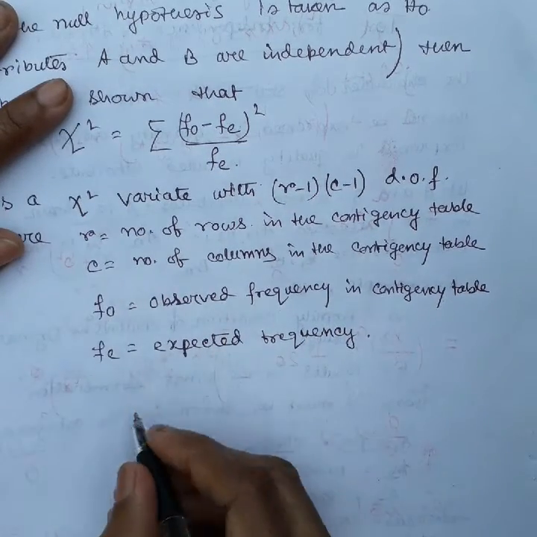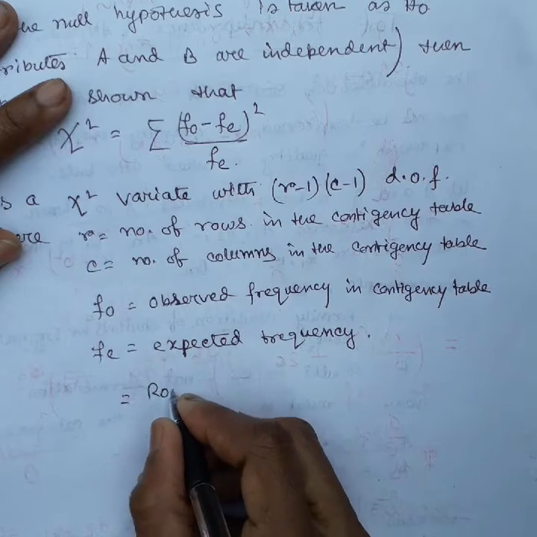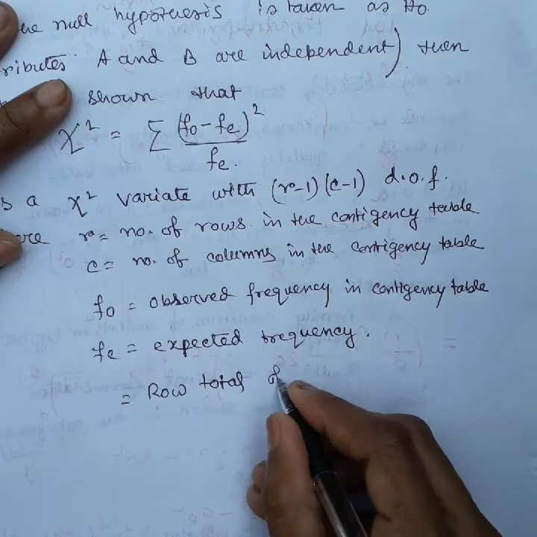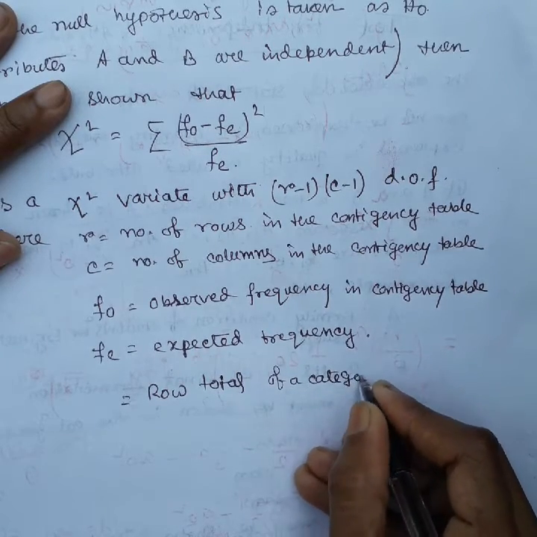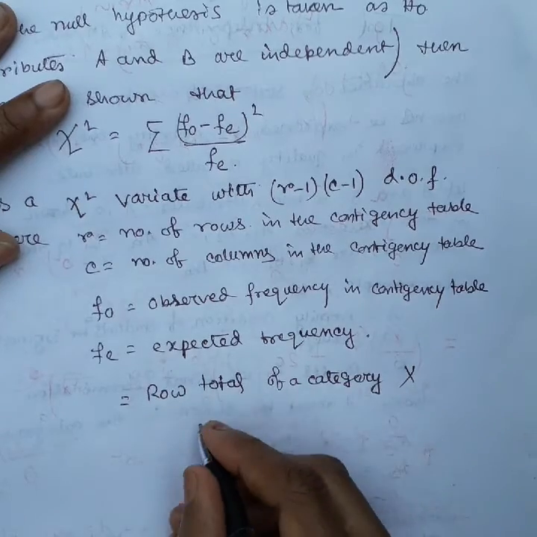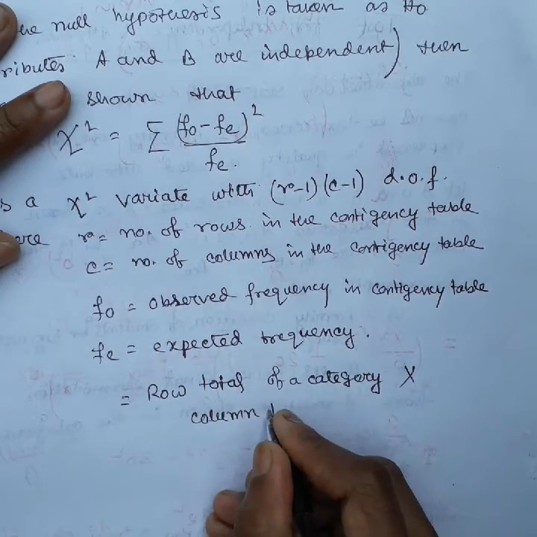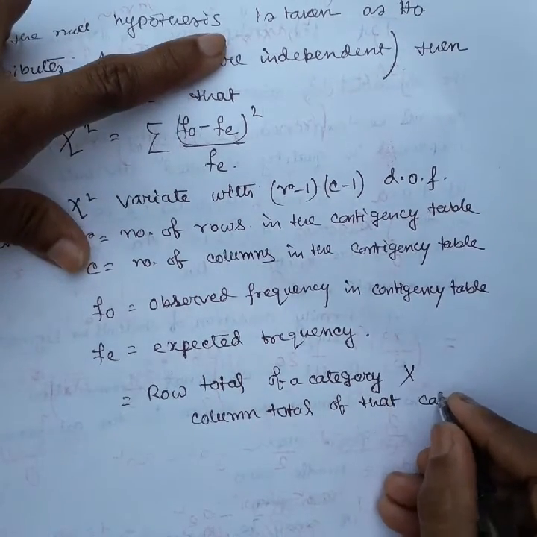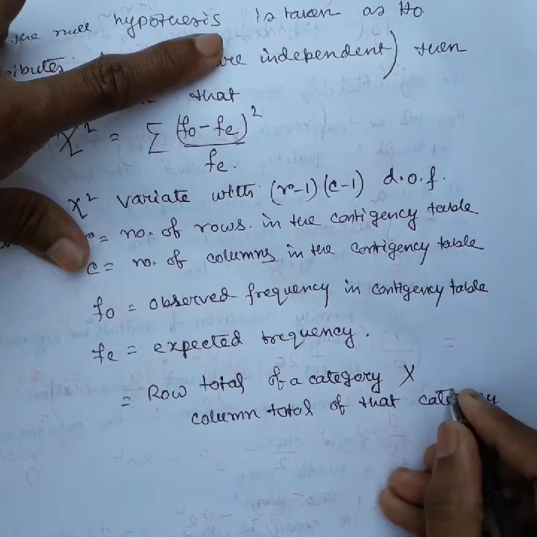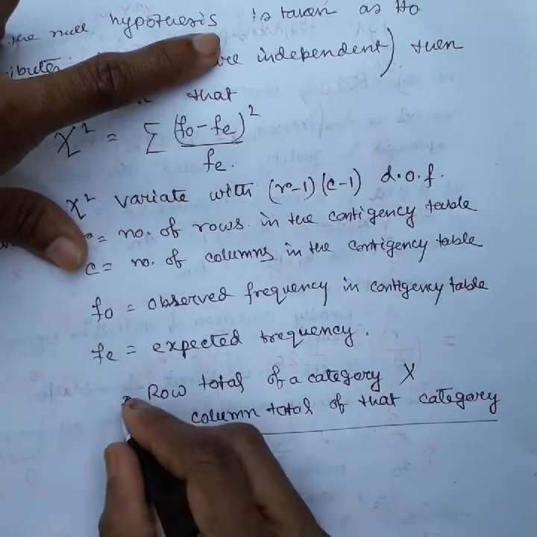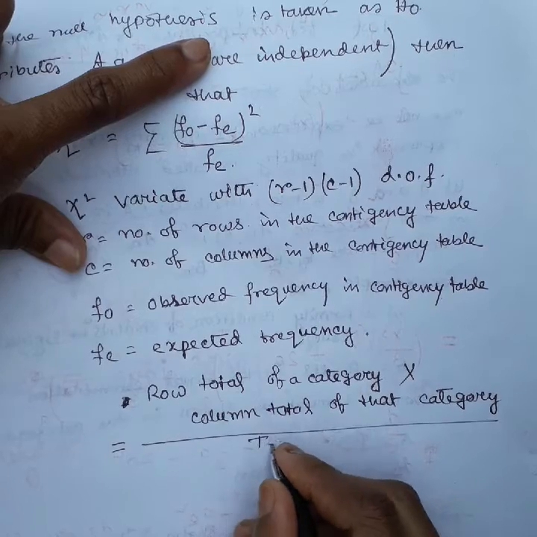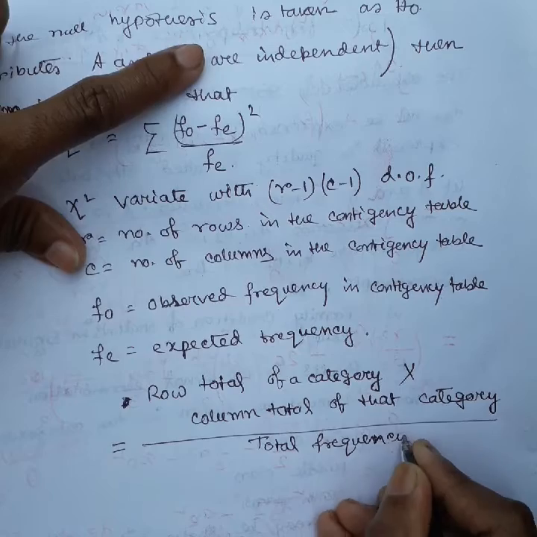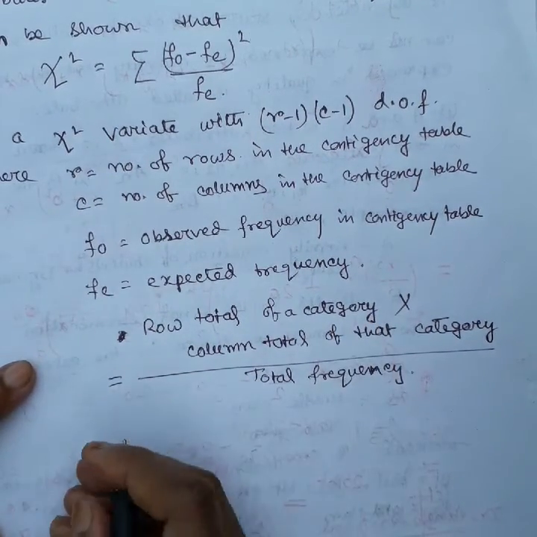Okay, so which is equal to the row total of a category into the column total of that category by the total frequency. Okay, this is the formula of FE.